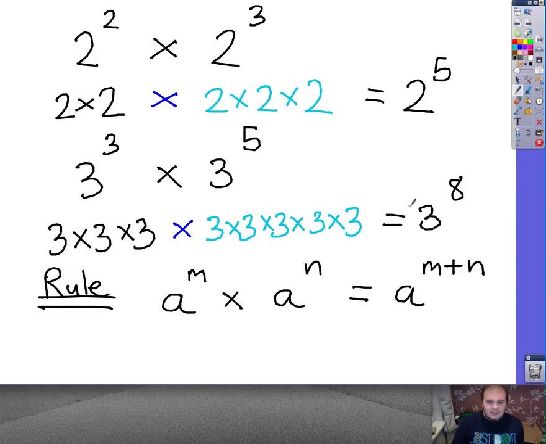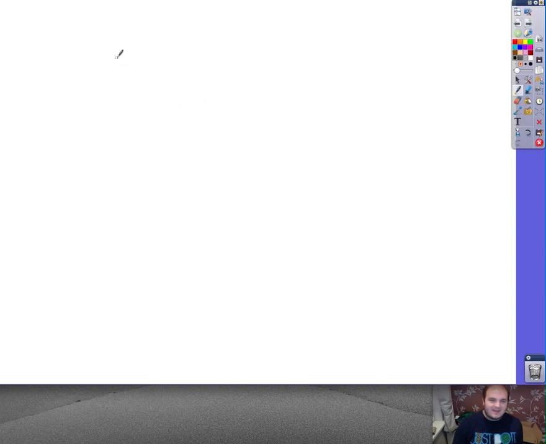So that's your first rule when you're working with indices. A to the power M times A to the power N, we just add them together, M plus N. Okay, that's rule 1. Now second one, if we now look at something like this, 4 to the power 4 divided by 4 to the power 2.